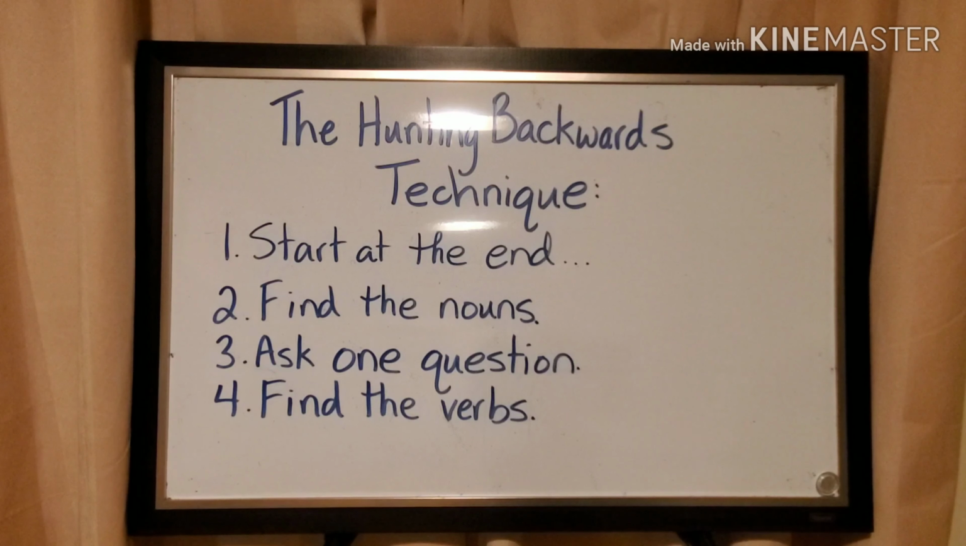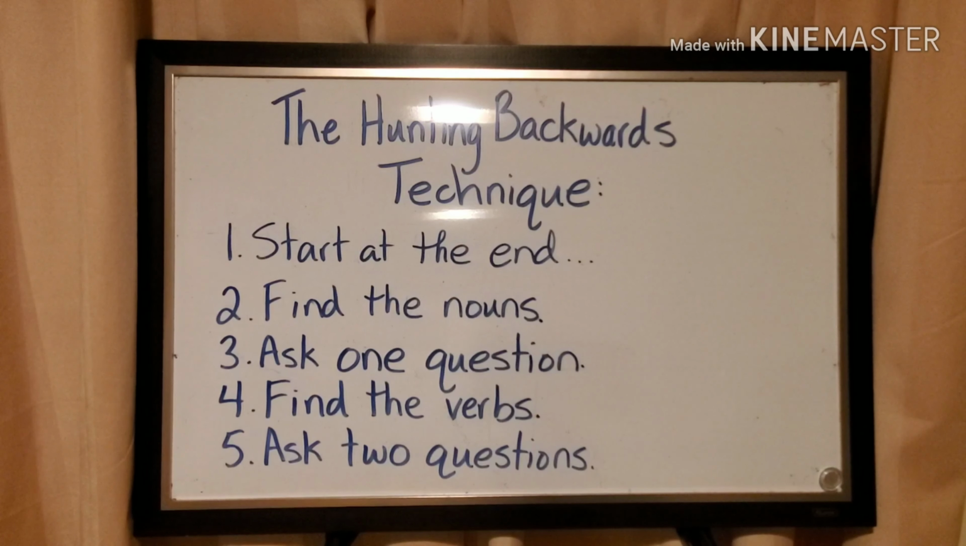So, step number 4 is find the verbs. Remember, start at the end, either at the end of the sentence or the end of the paragraph, and work backwards and find all the verbs. Okay? You've got to have verbs there. Find them. So, after you find the verbs, right, then number 5, ask 2 questions. If you ask these 2 questions, then you can find and fix most of the problems, most of the mistakes that you make with verbs. Guaranteed.